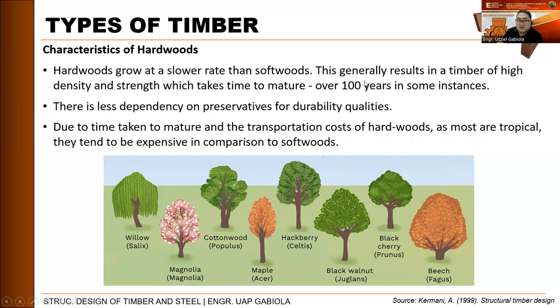So, imagine a century bago siya mag-mature. Yung talagang mature, no? So, since it would take a century to mature, syempre yung kanyang density and strength are much stronger. So there is less dependency on preservative for durability qualities kasi through time, dahil sa tagal ng panahon, mas na-develop yung strength niya. And then due to the time taken to mature, syempre nga yung transportation cost is more expensive compared din sa mga softwood, no? Kumbaga, makakapag-harvest kang 3 beses na softwood versus sa 1 harvesting period ng hardwood. Okay?